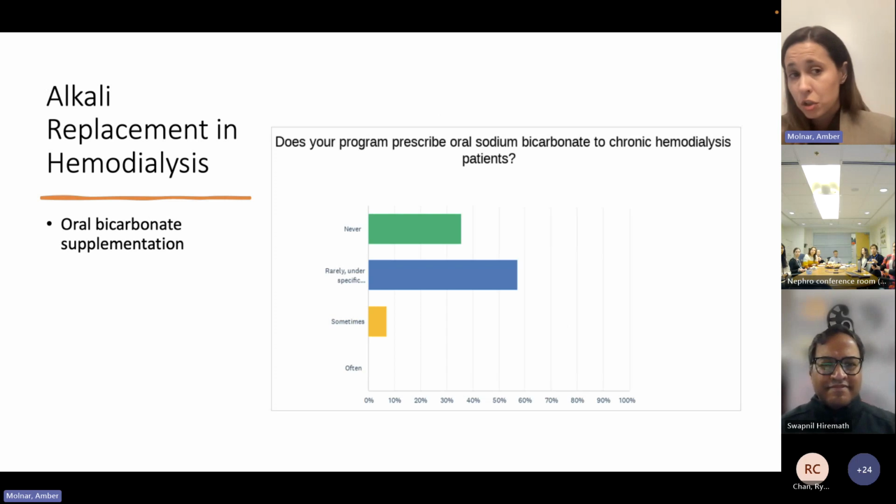So what do we actually do here in Canada in terms of alkali replacement? We conducted an informal online survey of programs across the country. And we asked nephrologists if they are actually giving any oral bicarbonate supplementation to their patients on dialysis. And as you can see, at least in Canada, this really is not happening. Most of the respondents said that they never or only very rarely under specific circumstances do this.